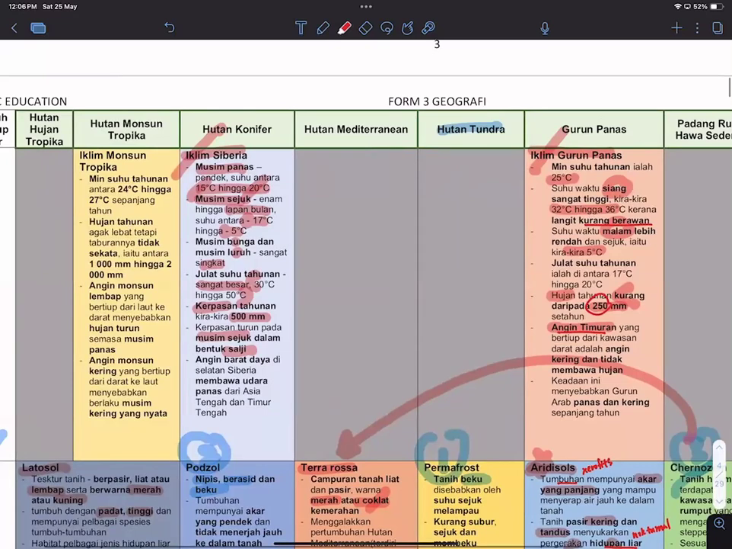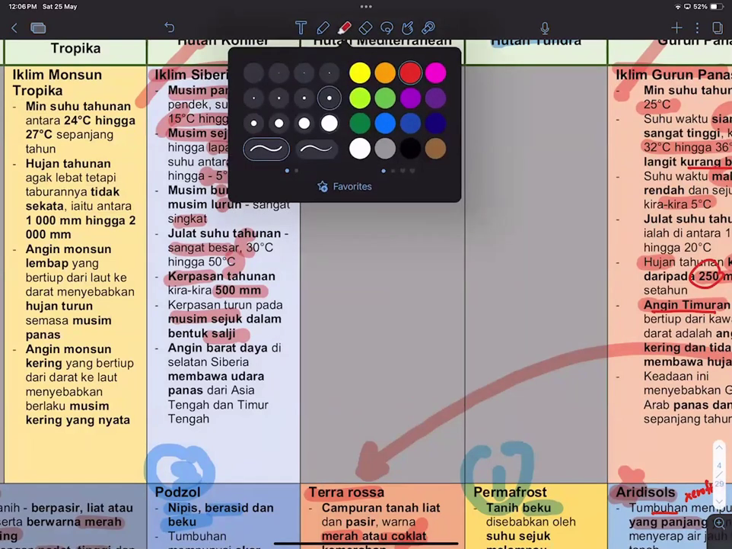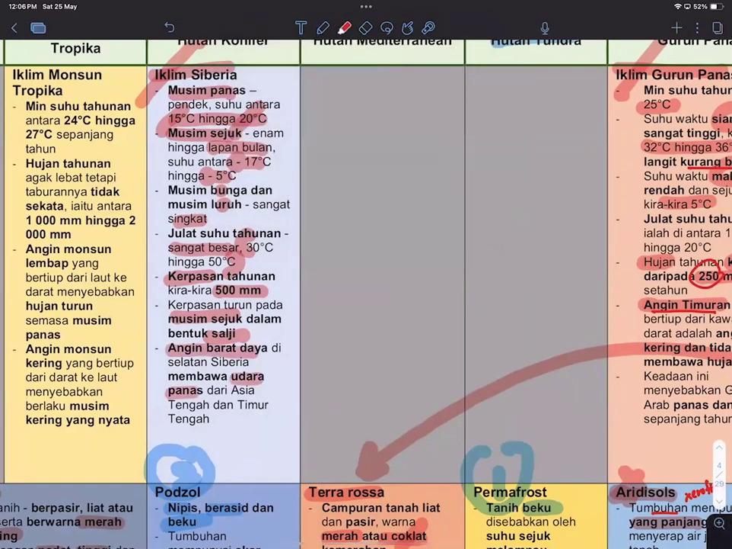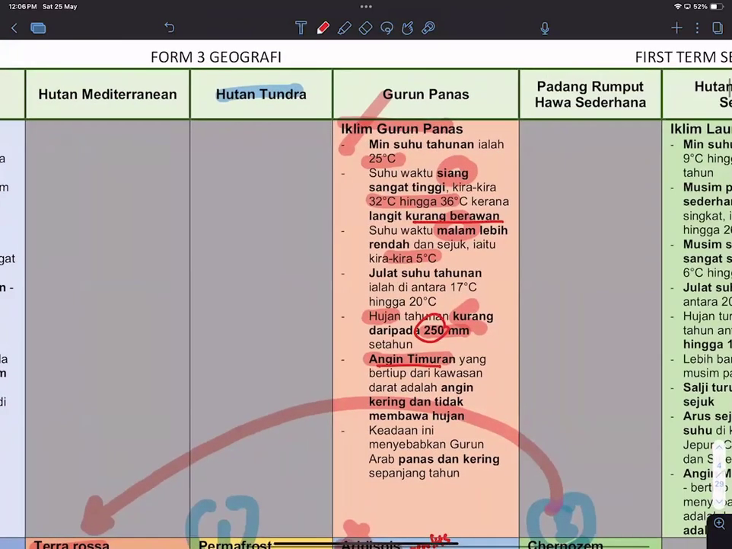So for the hutan conifer, they are almost having 500 because there are 2 types of angin. So they have the angin yang membawa angin panas, angin barat daya. So guys, underline angin barat daya to bring least water, 500 ml. For the hutan conifer, less than 500 is considered less. So this is the useless iklim.